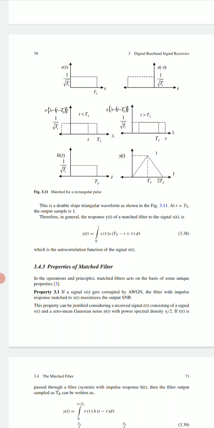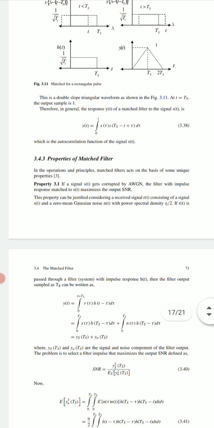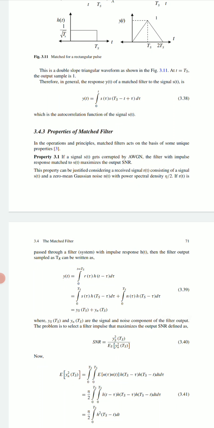Therefore, the general response of the matched filter you will get as y(t) equal to integration from 0 to t of s(tau) s(Ts minus t plus tau) d tau. We call that the autocorrelation function of the signal. Now we can see some properties of the matched filter.